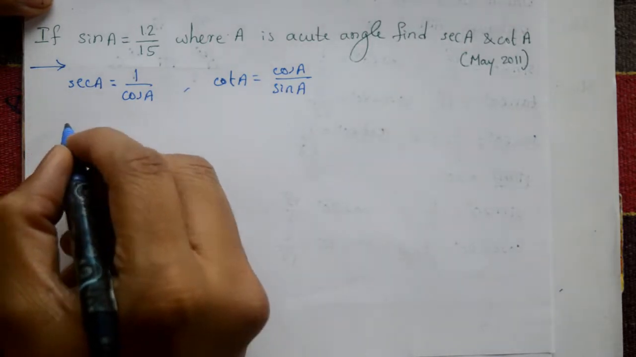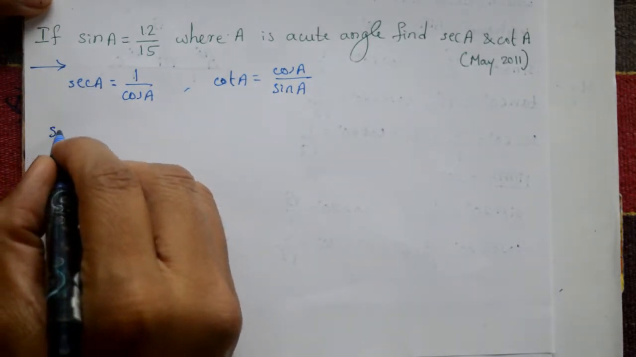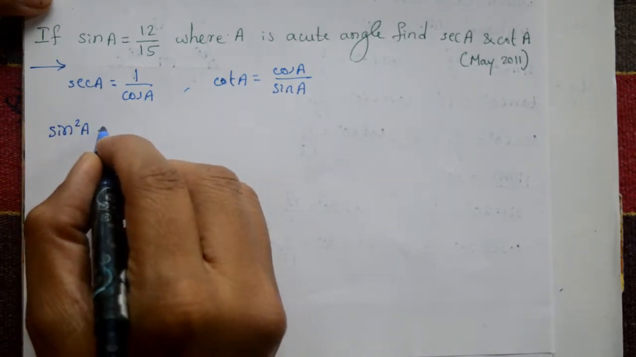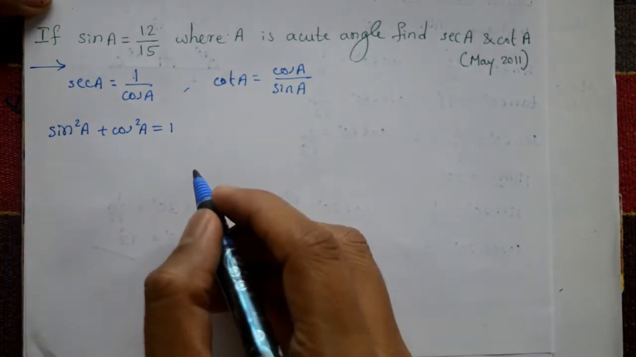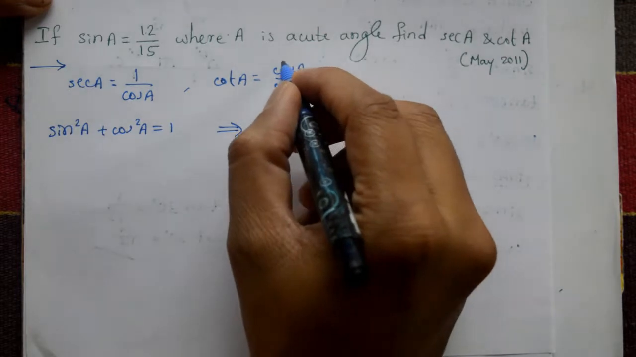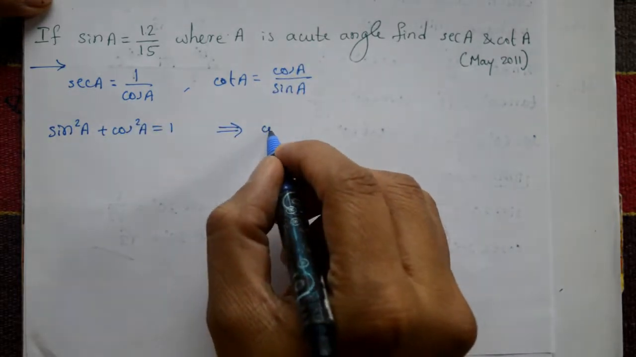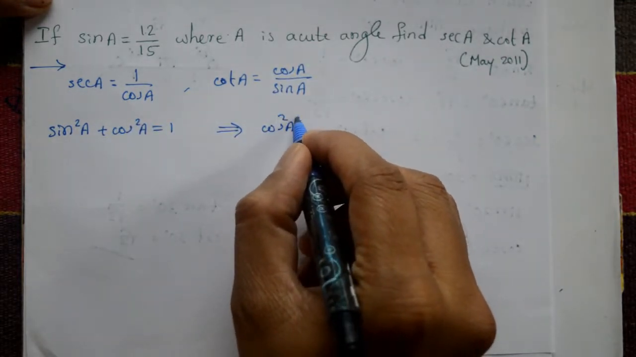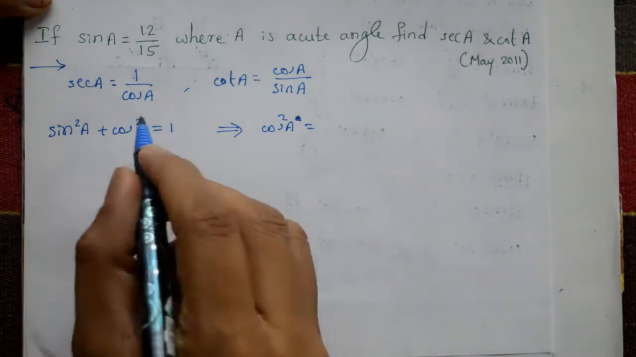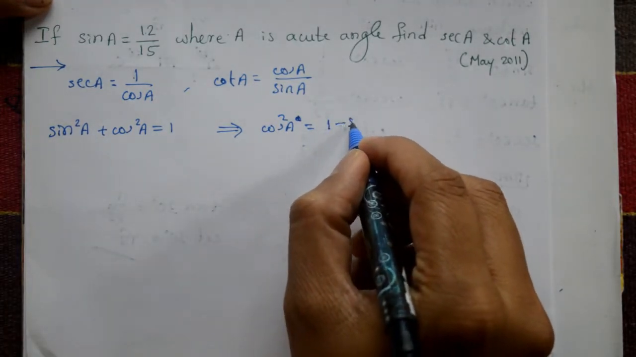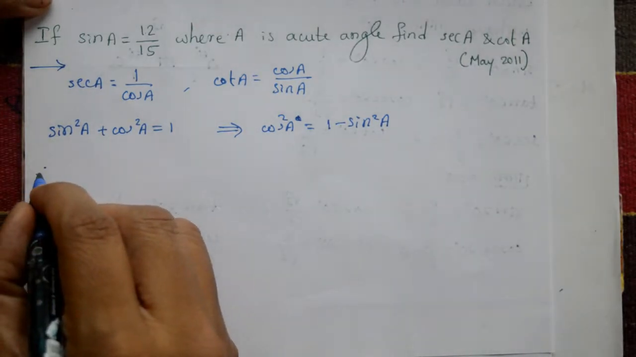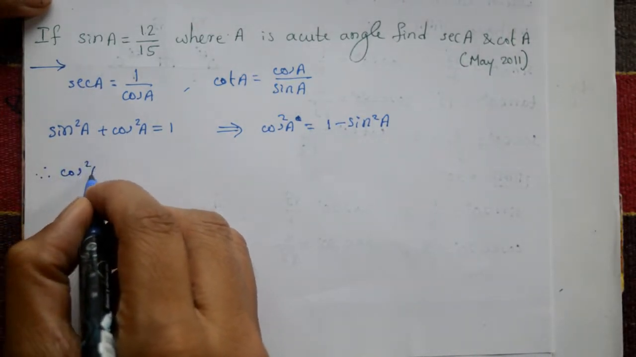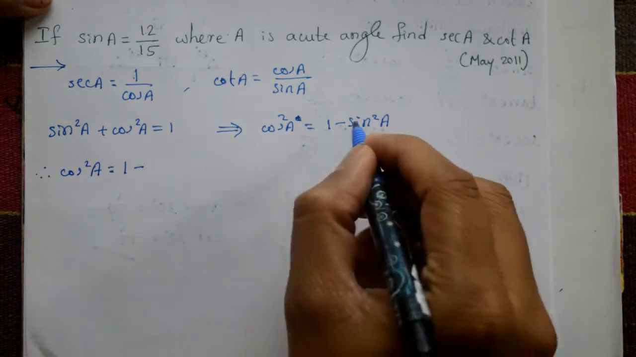Okay, you know the basic identity: sin square A plus cos square A is equal to 1. But we require only cos A. Now cos square A is equal to, shifting to the right hand side, 1 minus sin square A. Therefore cos square A is equal to 1 minus sin square A.